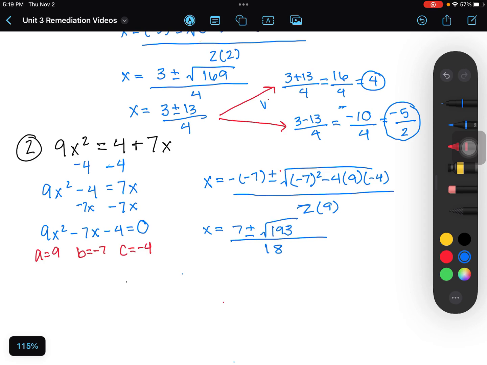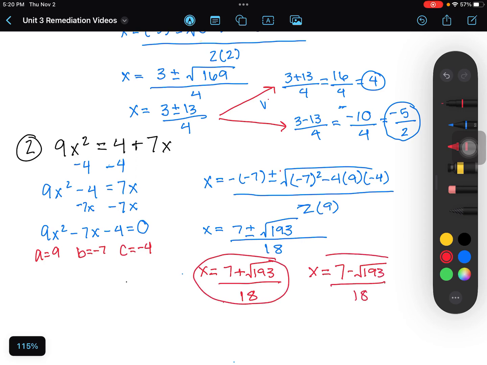And if we try to take the square root of 193, it's going to give us a pretty long decimal. So in this case, I just want you to write your answer, just split it up into two situations. One that's x equals 7 plus or minus square root of 193. Oops. Not plus or minus. We just split it into the plus and then the minus situation. So this is 7 plus square root 193 over 18. And x equals 7 minus square root of 193 over 18. So those are going to be our two answers.